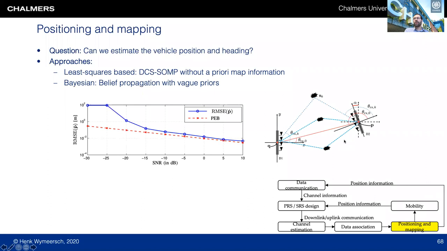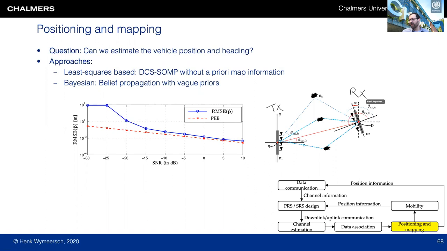Now here is just an example of some performance of positioning. The question here is a 2D problem where you have a transmitter on the left side, a receiver on the right side. The receiver has an unknown position, an unknown orientation.